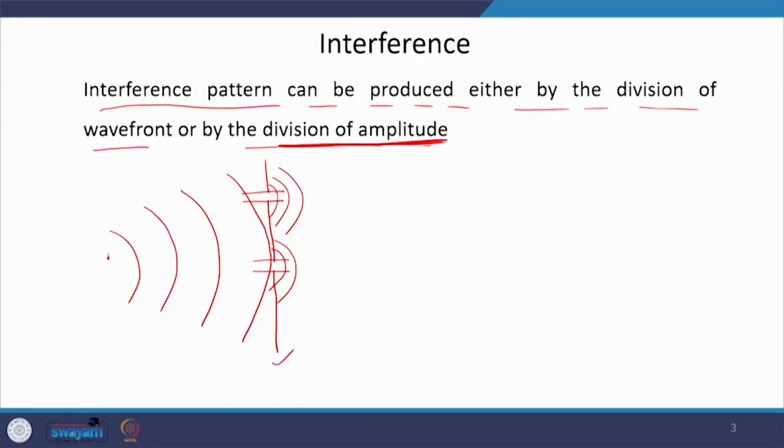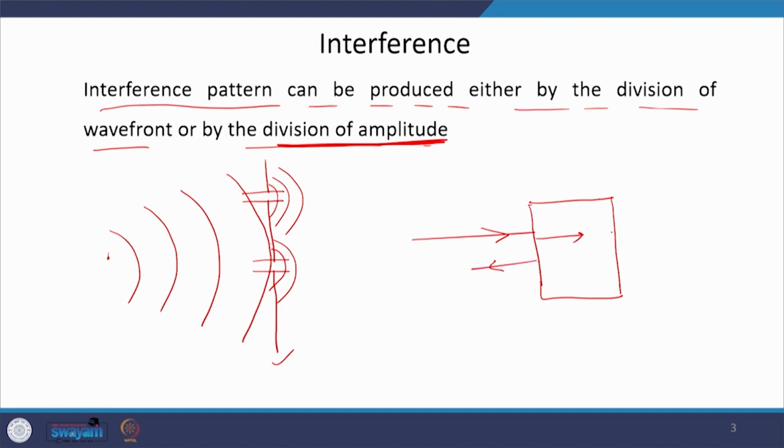Now, what is division of amplitude? In this particular case, the instrument divides the amplitude of the wave. How does it do so? As an example, we can consider a thin film, and suppose a ray of light is falling on this film, then a part of the ray will get reflected and a part will get transmitted.